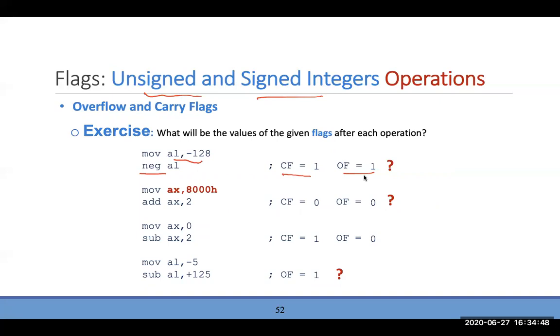Why are both of them 1s? Huh, that's interesting, right? Can you play with it and tell me what's going on? Okay, can you do this one and tell me what's going on? So you have negative 128, right? If you put it right here and you negate it, it's going to be 128, right? 128 is going to be a positive number, right?